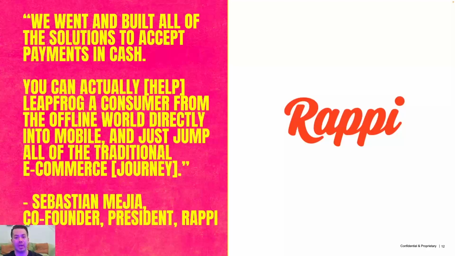And so I wanted to share a use case, a quote from Sebastian Miha. I think I'm pronouncing his name, probably murdering it, and he says he's the co-founder and president of Rappi. He says we went and built all of the payment solutions to accept payments in cash. So they're located in Mexico, in South America. You can actually help leapfrog a customer from the offline world. These are customers that use cash a lot directly into mobile and just jump all of the traditional e-commerce journey.